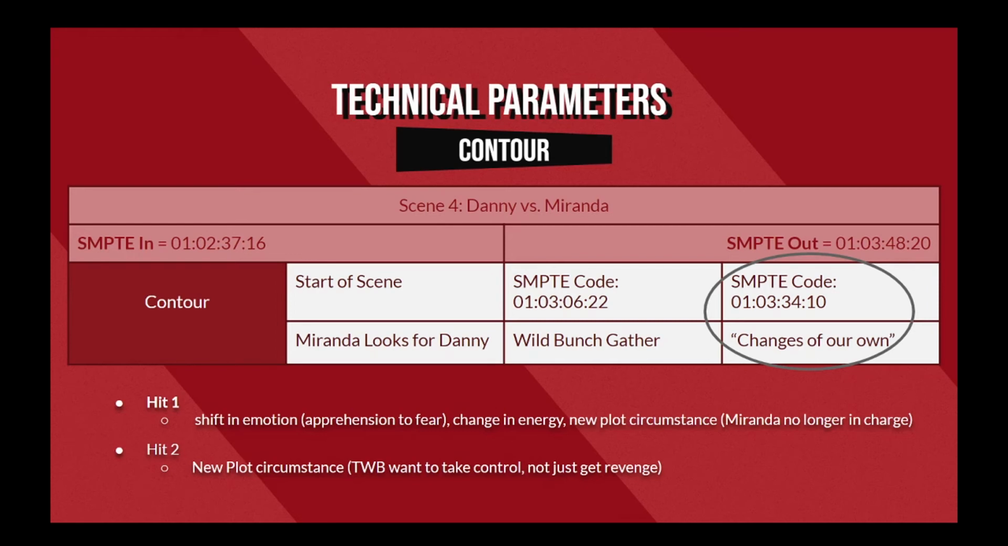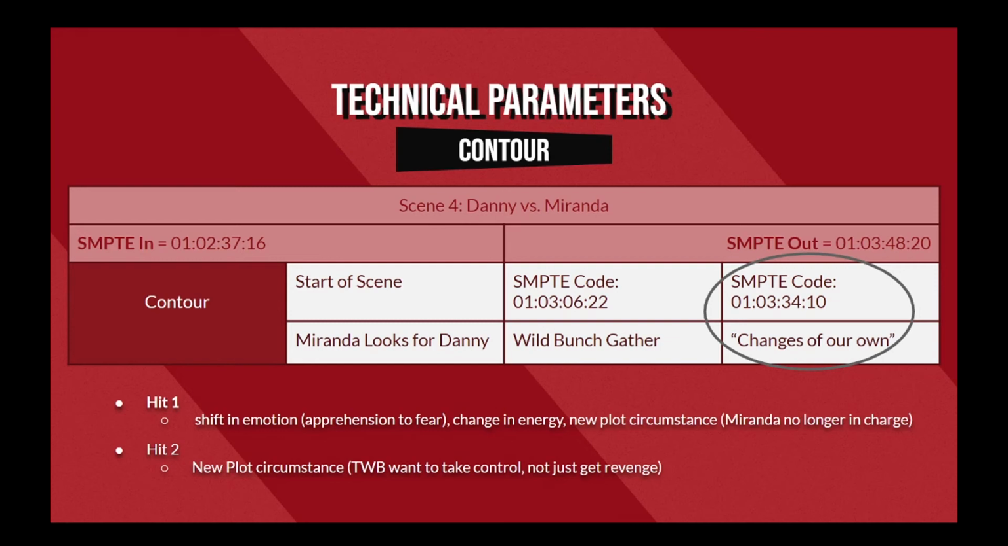Now, there are many other potential hit points in this scene, such as when the fighting first starts out, or when we first see that Miranda is about to be knocked unconscious. You have a lot of creativity here that you can work with, but once again, I'll say that you should err on the side of caution, and try not to hit too many shifts in contour.